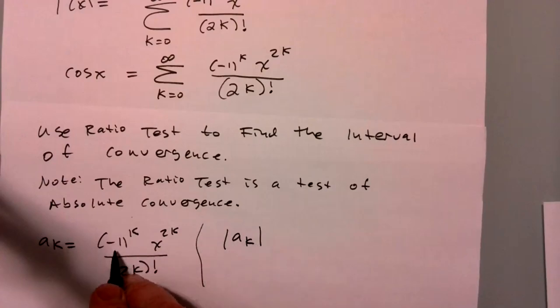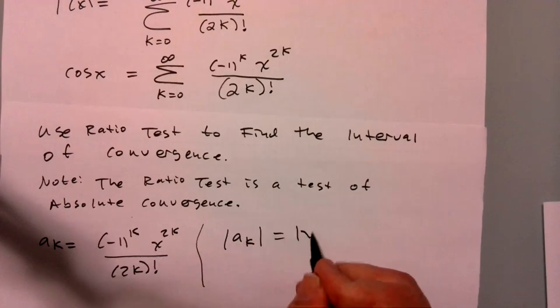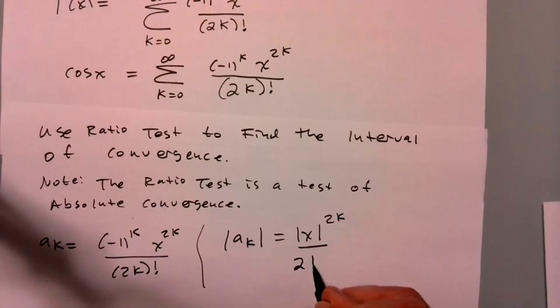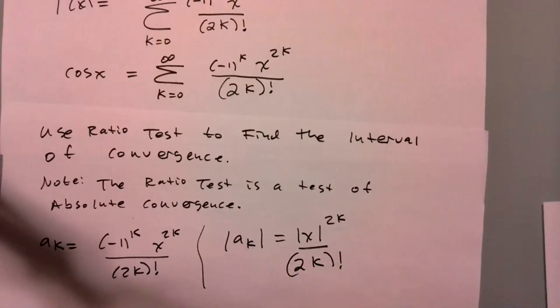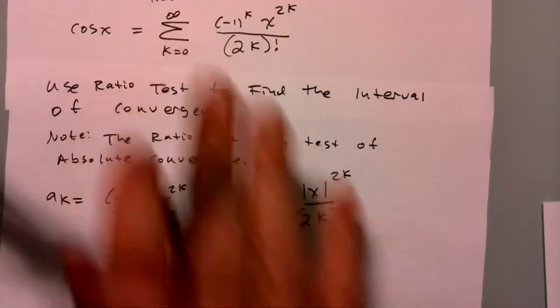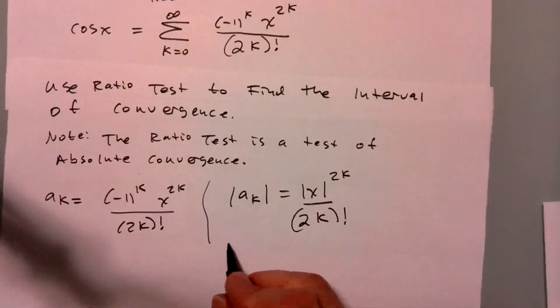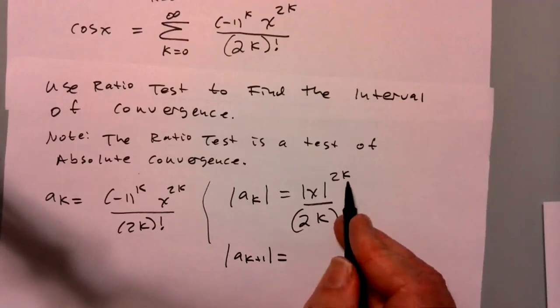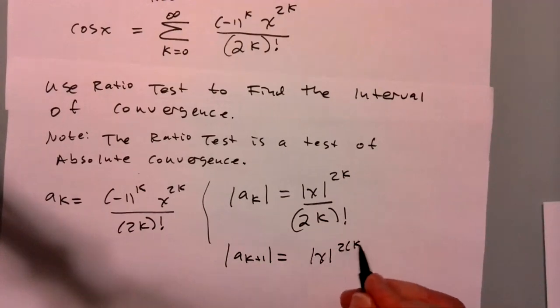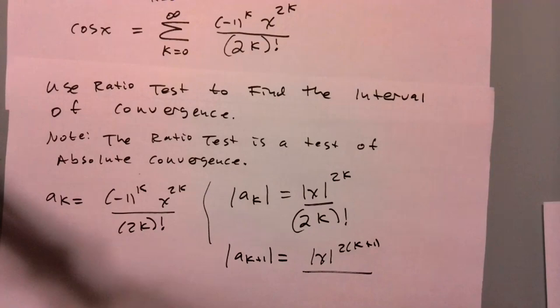So if I jump to the absolute value of a sub k, the negative 1 goes away. That becomes the absolute value of x, could be positive or negative, to the 2k over 2k factorial. But if I am using the ratio test, I also need a sub k plus 1. So that's my next line. What is the absolute value of a sub k plus 1? I replace the k's with k plus 1, so I have absolute x to k plus 1.